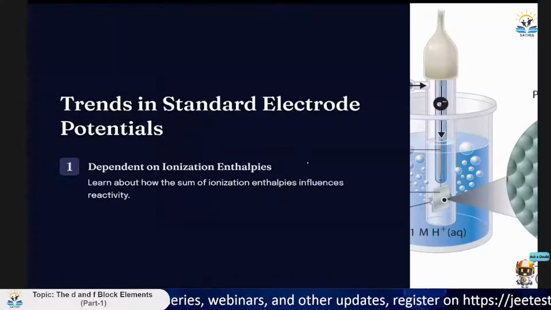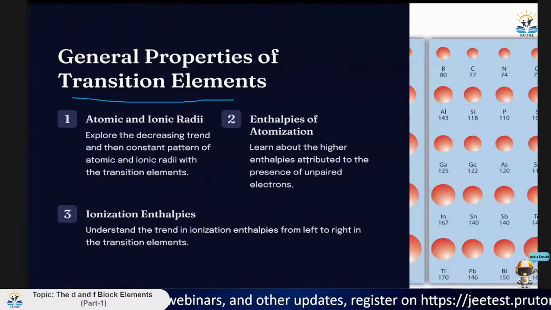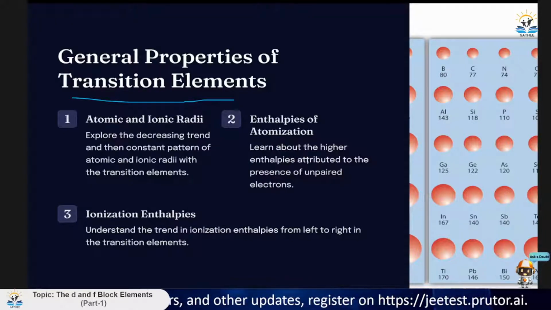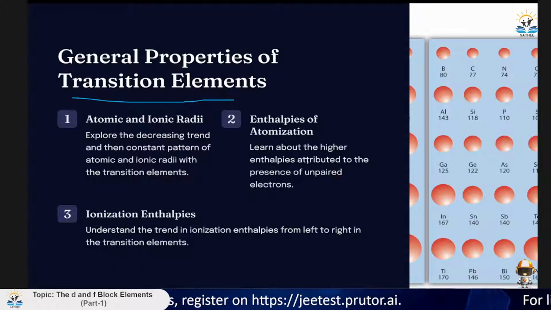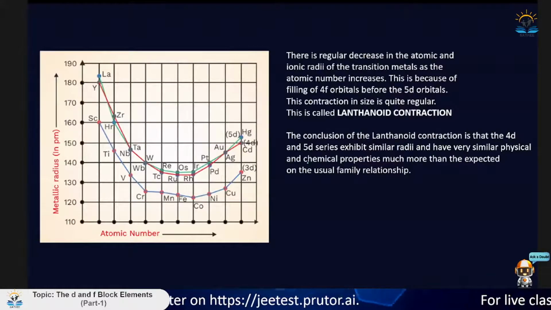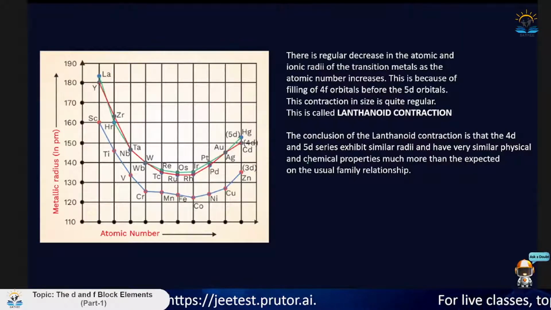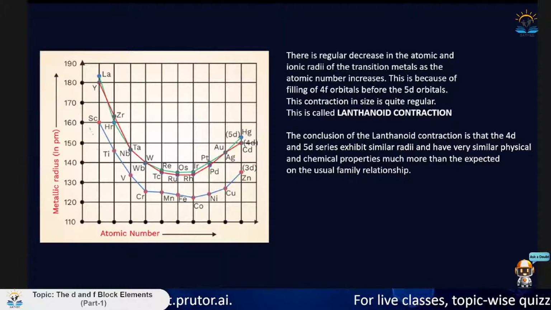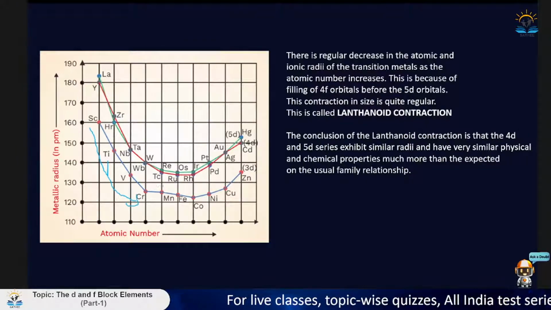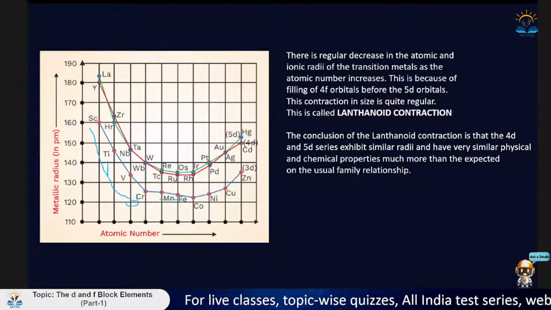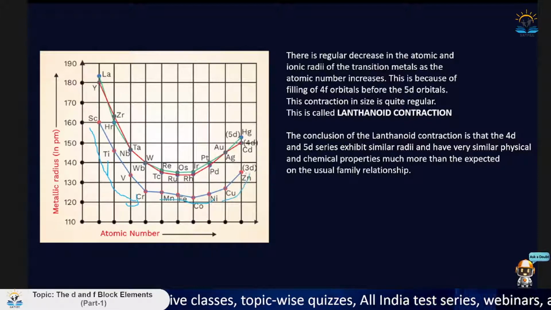All right, and let's just talk about the other general properties. We can see that at first there is a decrease in the atomic radius, and then it becomes constant, and then it starts increasing again. That is what this graph shows. Now in this graph, these are the 3d series. First, as the atomic number increases, the metallic radius is decreasing. Then at a point, it is almost constant. Then again, it starts increasing.